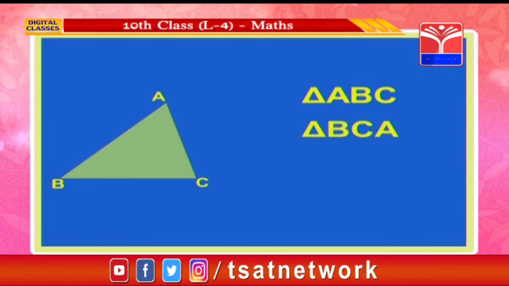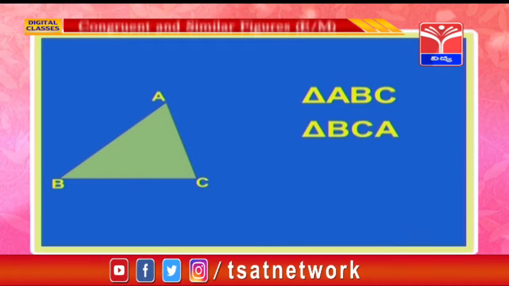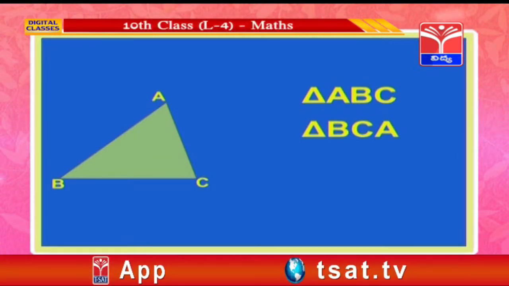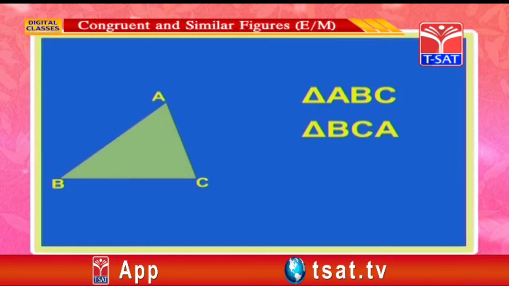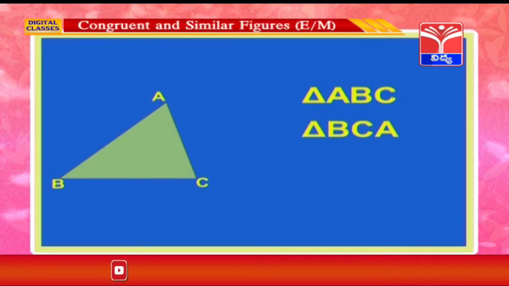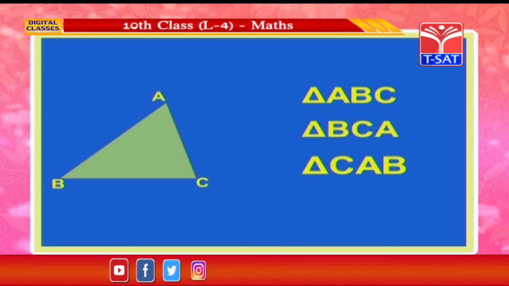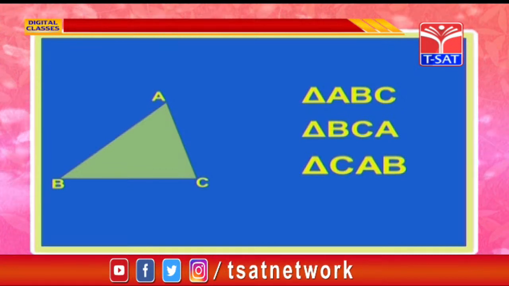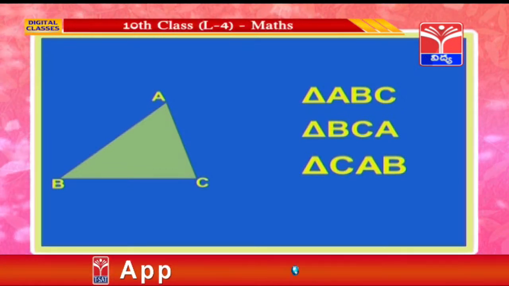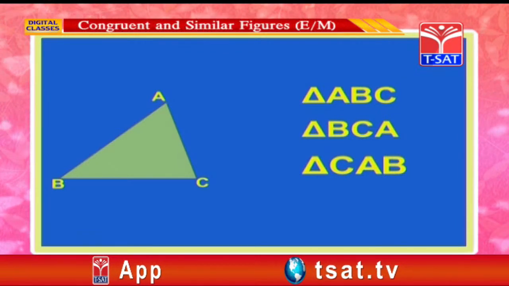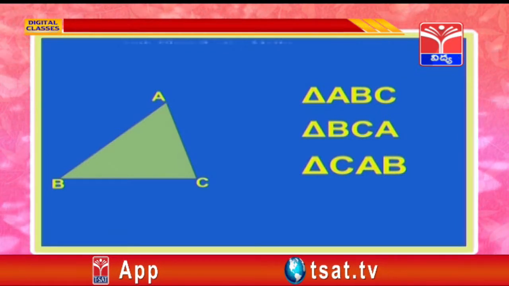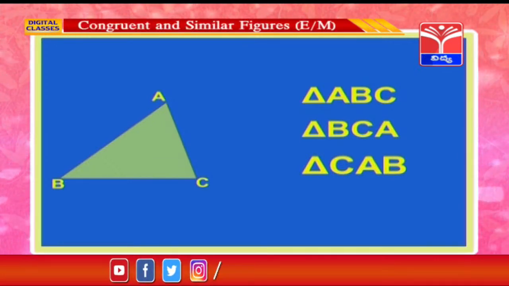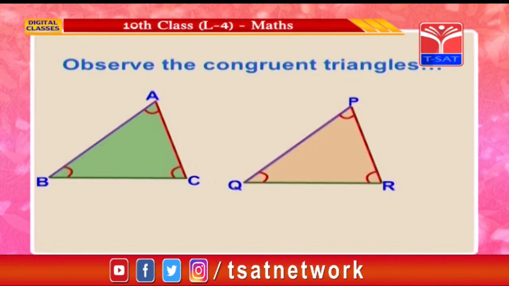Now, can I write it as triangle BCA? Of course, I can write. I can start from the vertex B and I can take C and A after it. So, I can write it as triangle BCA as well. Now, I can even write it as triangle CAB, that is, starting from one vertex and writing the remaining vertices in order. So, when we are considering one triangle, we can write it in any of these manners, but when you are considering two congruent triangles, can you change the order? Is it correct to change the order? Let us see. Now, observe the congruent triangles here.